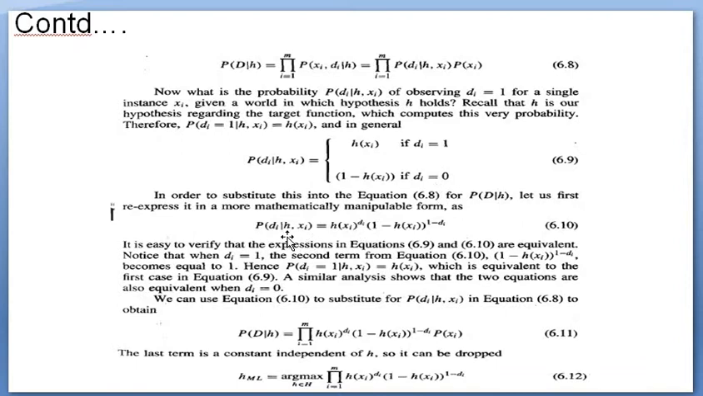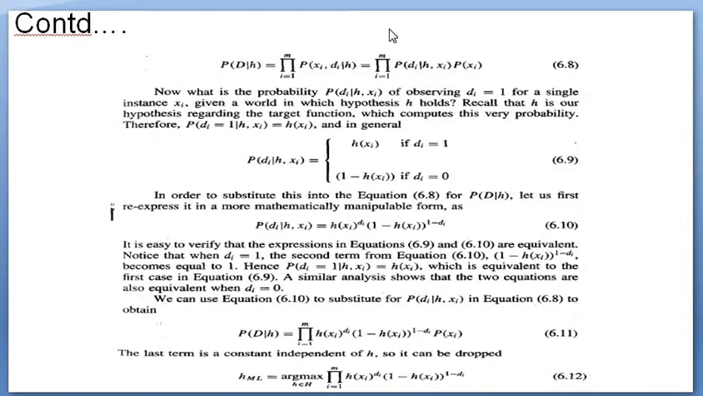Then we will get P of di given h comma xi is equal to h of xi raised to di into 1 minus h of xi raised to 1 minus di. Then further you can simplify it, or we can apply formulas 6.9 as well as 6.10 in the previous formula. Then we will get P of D given h equal to the product over i varies from 1 to m of h of xi raised to di into 1 minus h of xi raised to 1 minus di into P of xi.